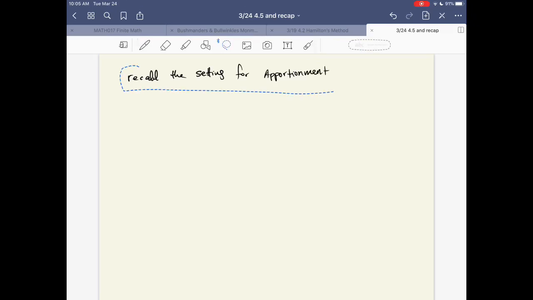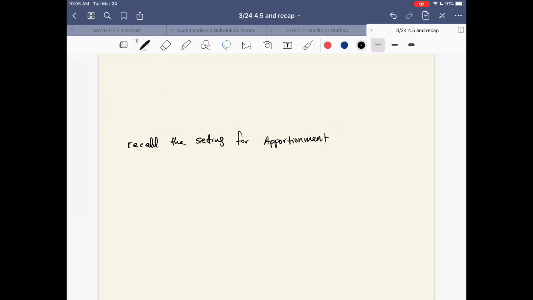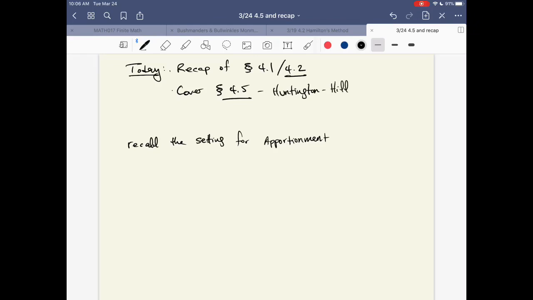Here, why don't I give you a little taskbar that says what we're doing today. So today, a recap of sections 4.1 and 4.2, and then we will cover section 4.5. Section 4.5 is called the Huntington-Hill method, or the method of equal proportions. This is the method that we use in this country right now since 1941, when they passed the Apportionment Act. We will learn about the method that is currently used in our system. Method of equal proportions. Okay.